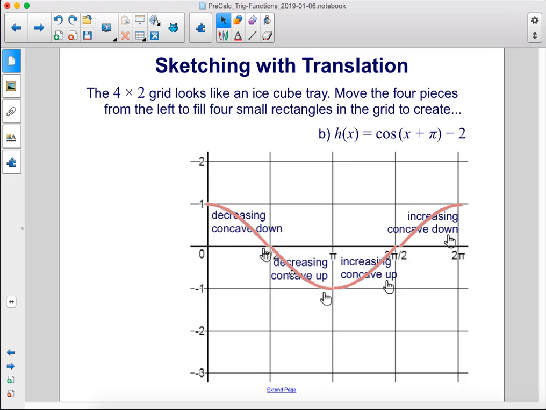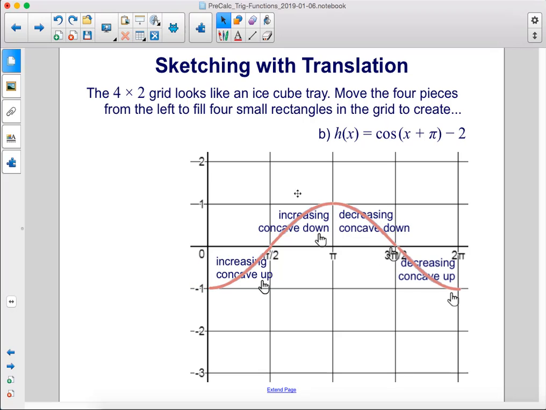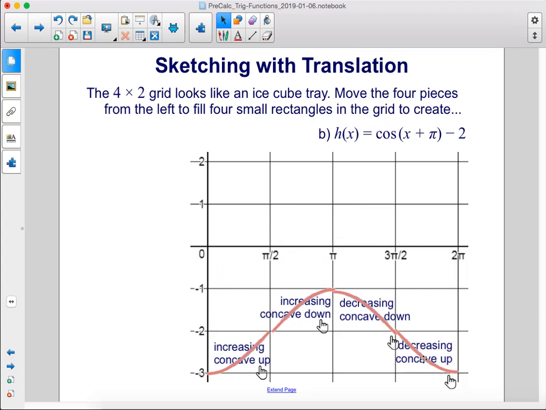So I've just arranged these like a regular cosine wave. We're going to have a plus pi, which means we're moving to the left pi units. And pi is 2 boxes. And I'm actually just going to move these over onto the other side. So here is cosine x plus pi. Then we have minus 2. So each one moves down 2 units. And there we go.